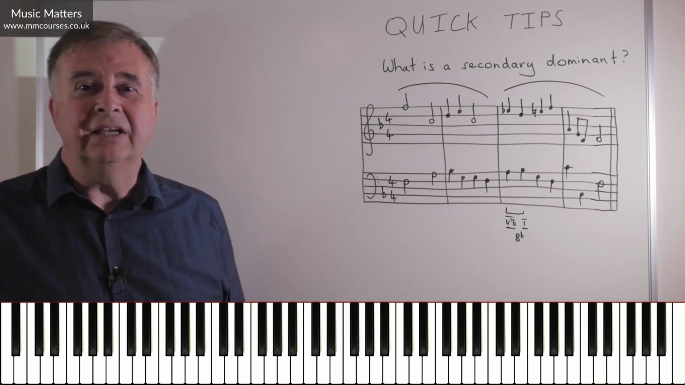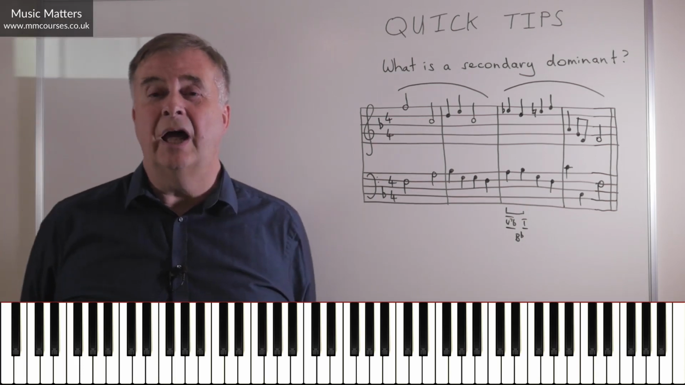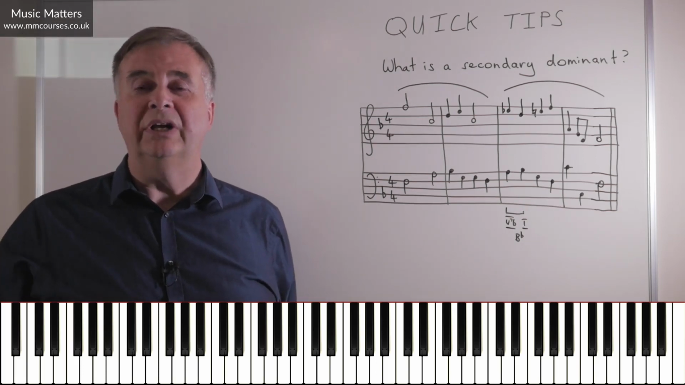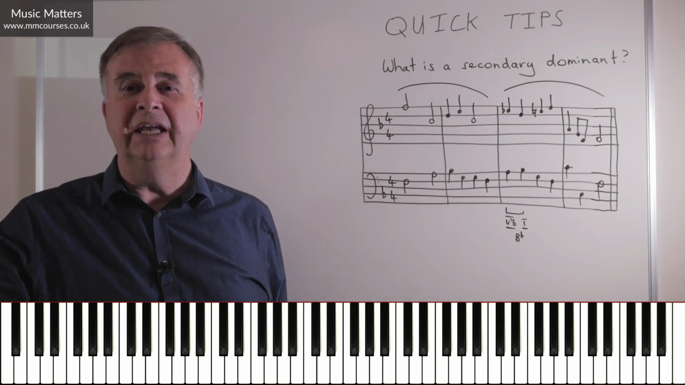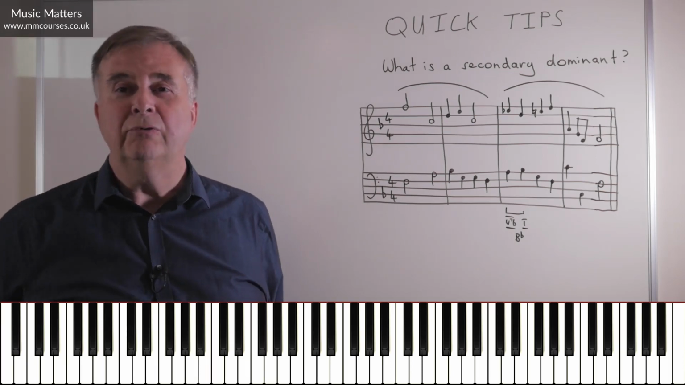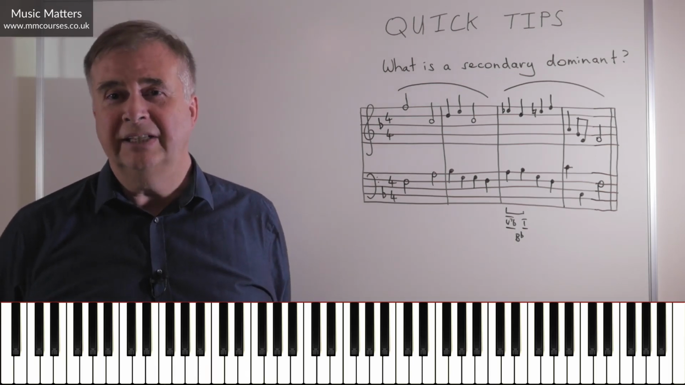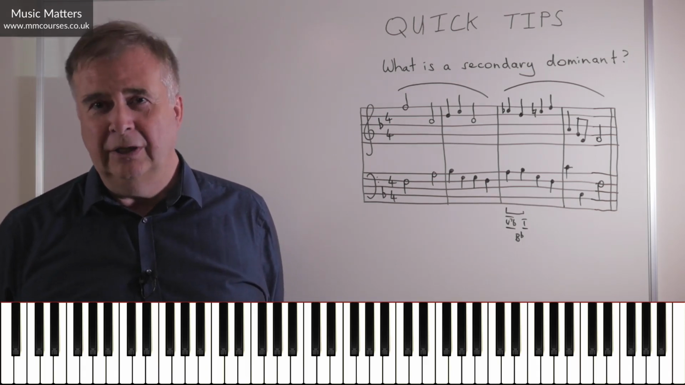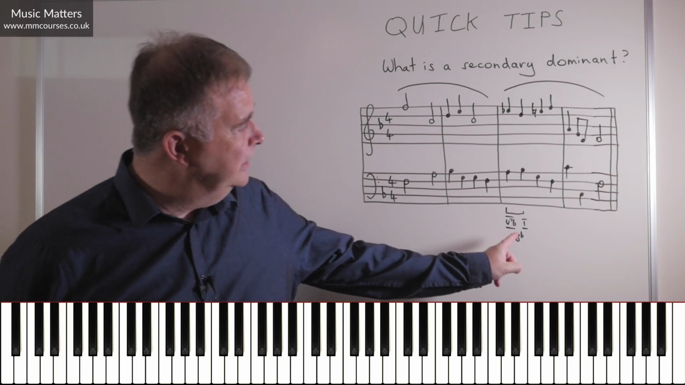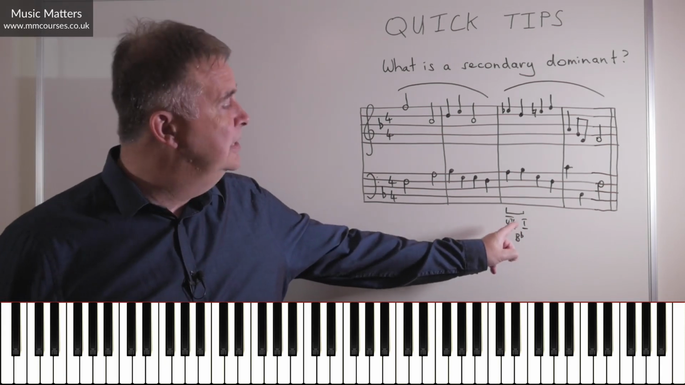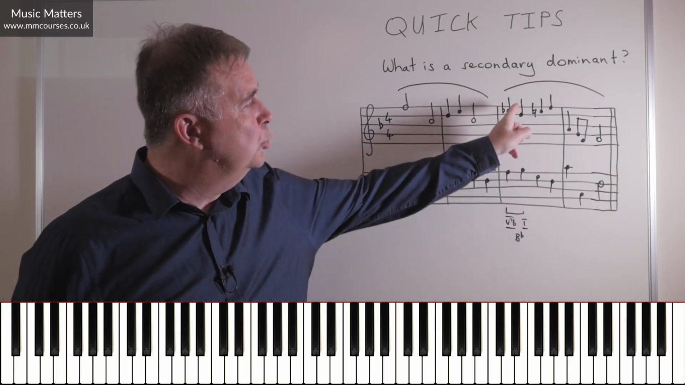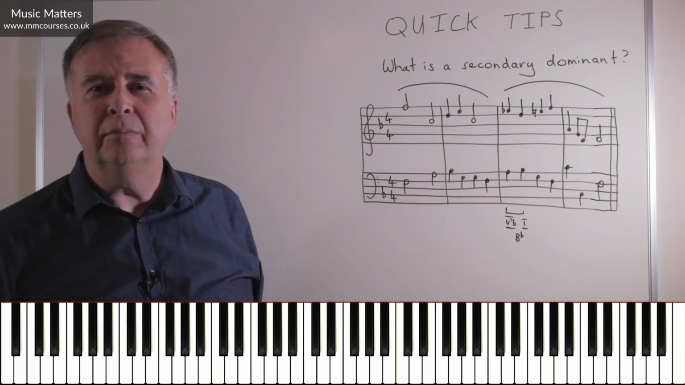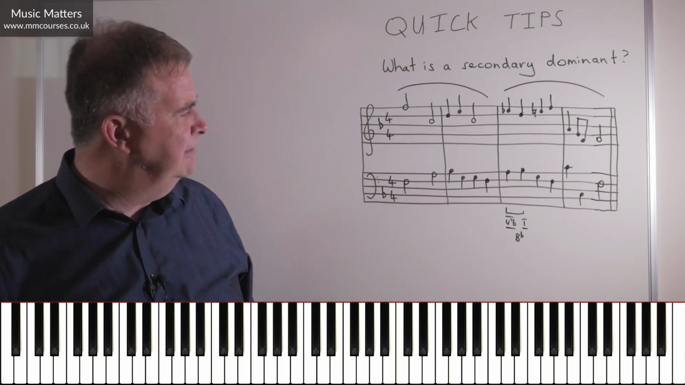So the basic definition of a secondary dominant is that I'm in a key and temporarily I go 5-1 in a different key and then carry on in the original key as if nothing's happened. But you can't just go 5-1 in any old key, because the 1 in the secondary dominant must also be a chord that belongs to the prevailing key.